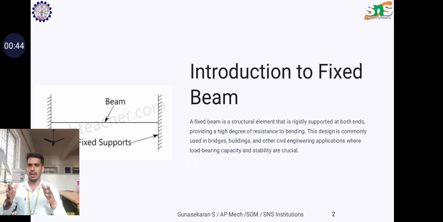We have some beams. Example for that, images. We can assume some one beam. Both ends are fixed rigidly. It is called a fixed beam.